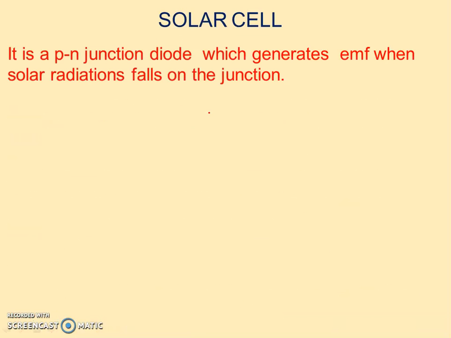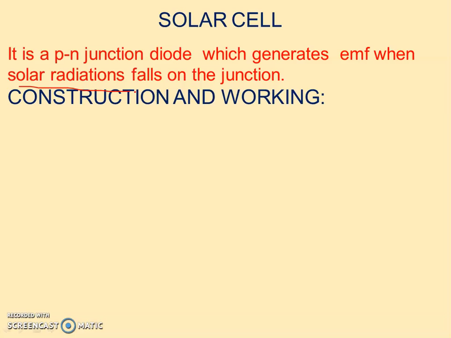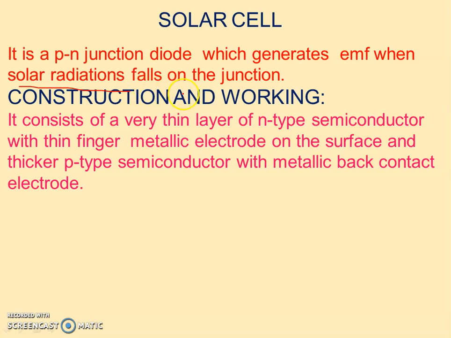Now the solar cell. It is a PN junction diode which generates EMF when solar radiation falls on it. Solar radiation means electromagnetic waves falling on the PN junction diode, so that is a solar cell. But the solar cell is different from other PN diodes. It consists of a very thin layer of N-type semiconductor with thin finger metallic electrodes on the surface and a thicker P-type semiconductor. It means P-type is thicker and N-type is thin, right?